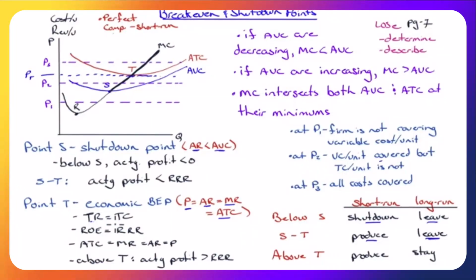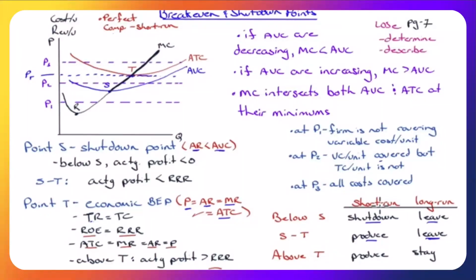And remember, our costs include even those explicit costs, right? Total revenue equals total costs, which means our return on equity equals our required rate of return. Our average total cost is equal to our marginal revenue, is equal to our average revenue, is equal to our price, which we say up here. Above T, accounting profit is greater than the required rate of return.